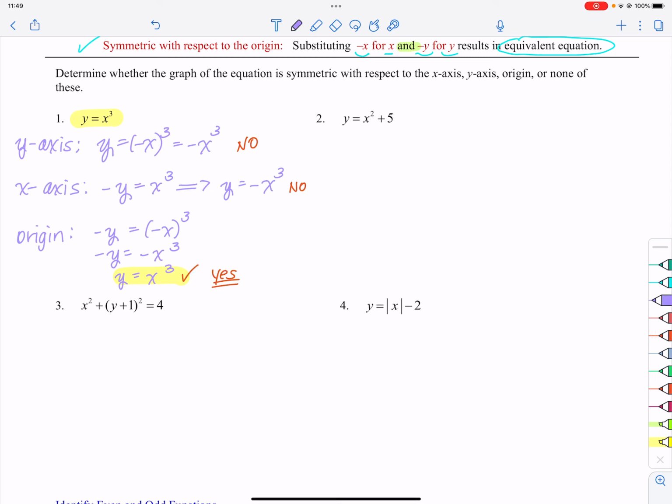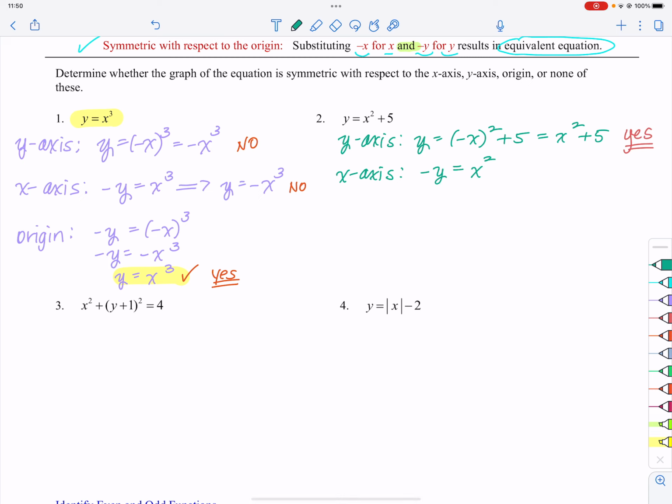Okay, let's do that for number 2. We have the y-axis. y is equal to the opposite of x, all squared, plus 5. And that's equal to x squared plus 5, and that's a yes. For symmetry with respect to the x-axis, we will test with the opposite of y equals x squared plus 5, and that leads us to y is equal to the opposite of x squared minus 5, and that is not what we started with.